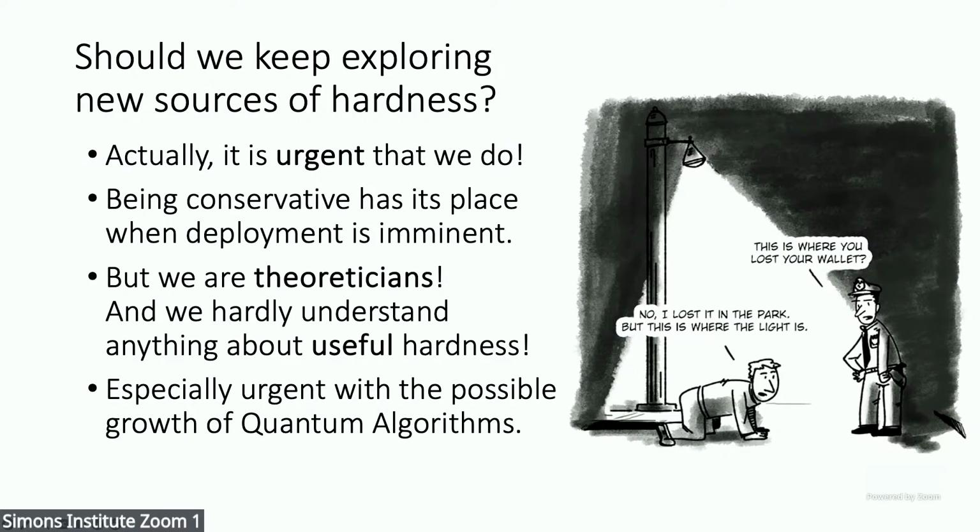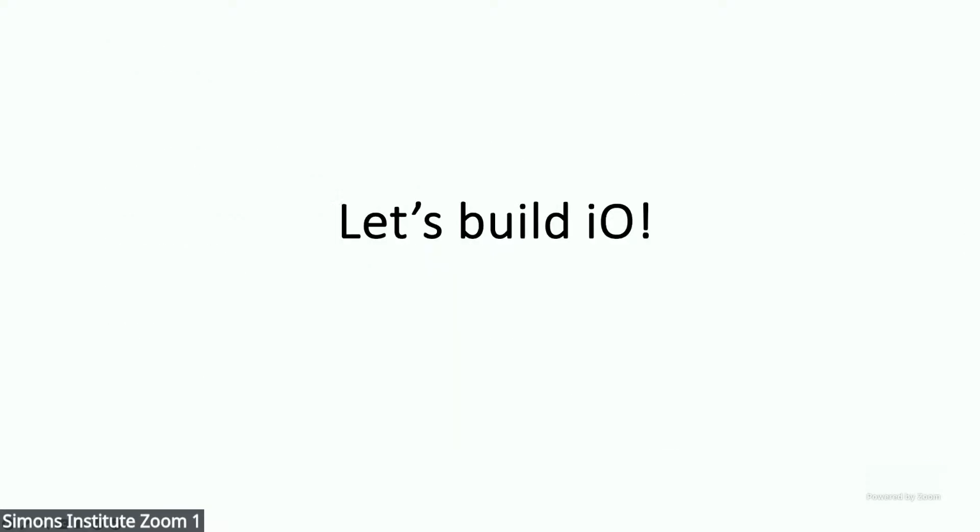And I think this is really one of those areas where we need to go out into the dark and build those techniques to examine new sources of hardness, not for win-win, but for fundamentally understanding what kind of hardness is useful, why is it useful, when is it useful, when are things hard, when are things not hard, right? We have such a limited understanding of this that I think it's really urgent, especially with respect to quantum algorithms, but even with respect to classical. Okay, so that was my little spiel. Let's actually build some IO now.